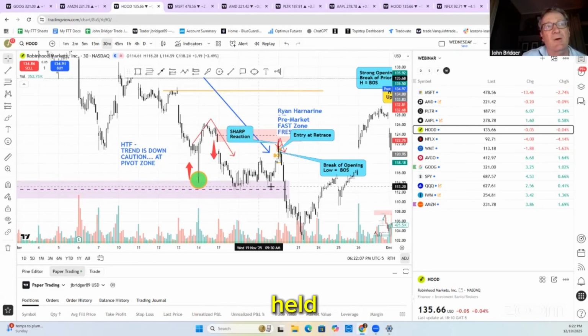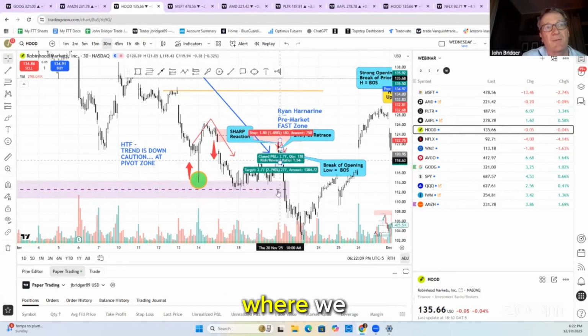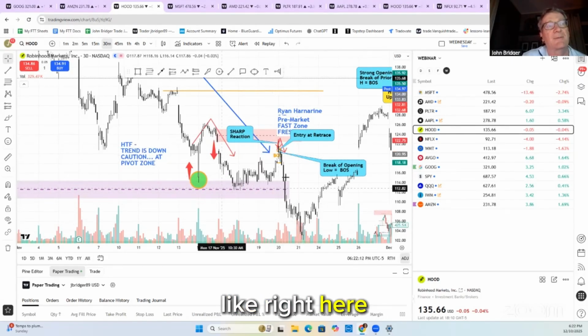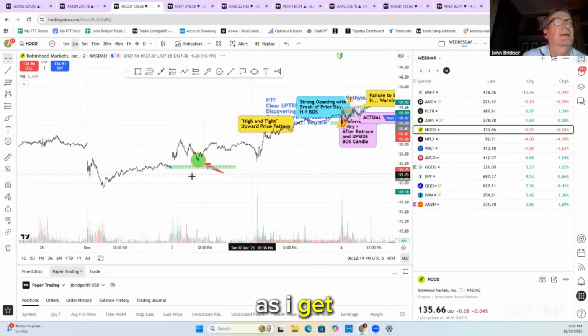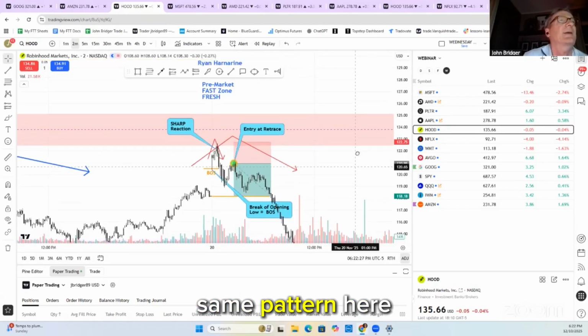It kind of came in here and held. And in the best case scenario, it would be something where we just break a structure like right here, right? But it was still fast. So that we look at the day of the trade, bear with me as I get back into that spot. Look at the same pattern here, though.